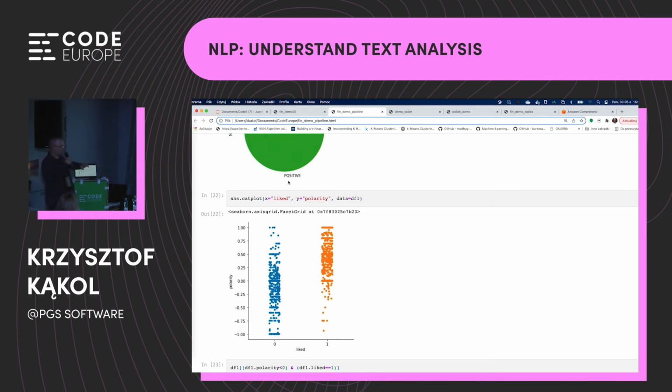Because to have a very good division between these two sets of data, it should be that the left blue dots should be below 0 and the orange dots should be above 0. But then you have an information. Maybe I have to read these sentences that are considered negative, but still are liked, and the other way around.